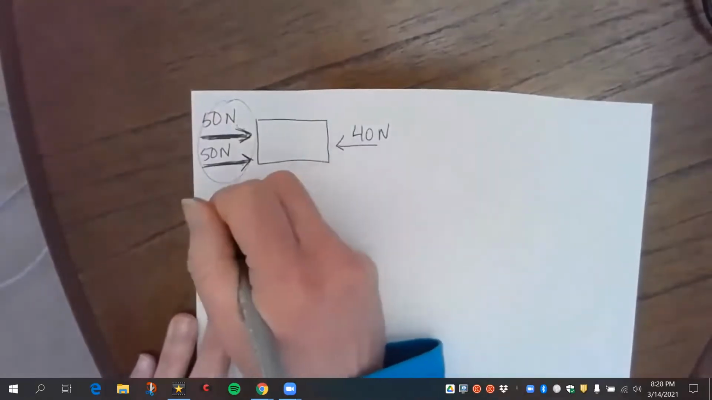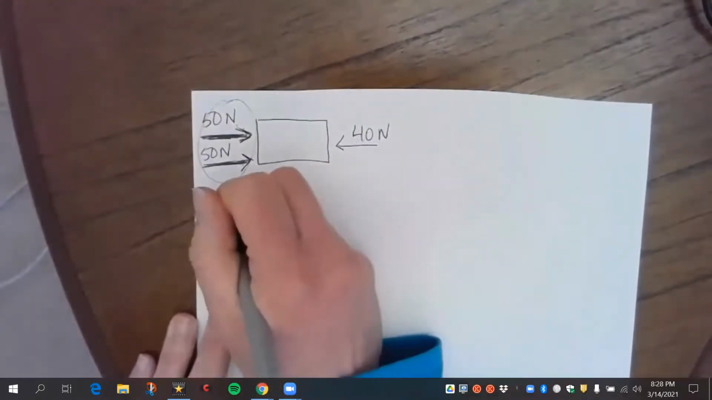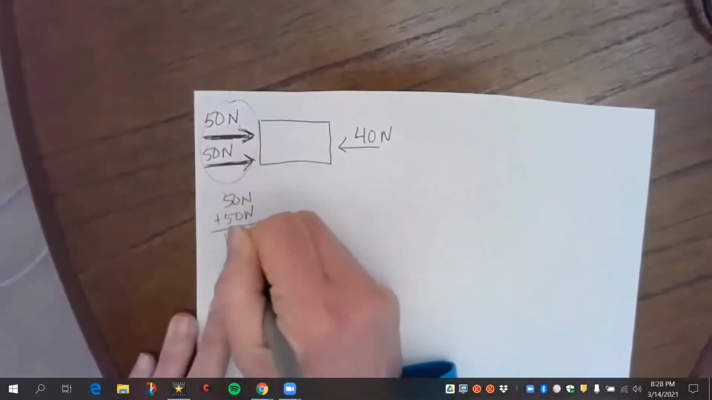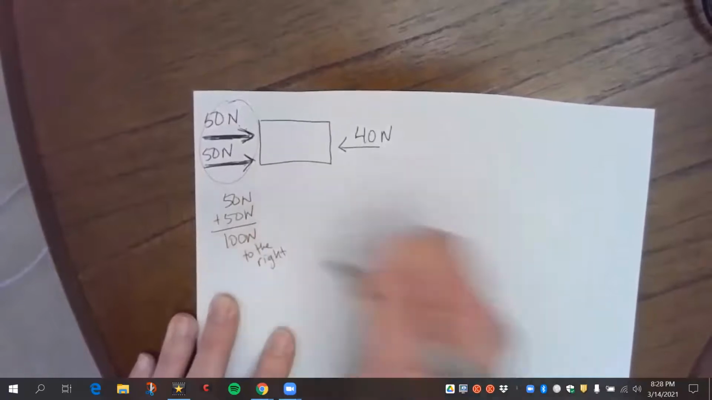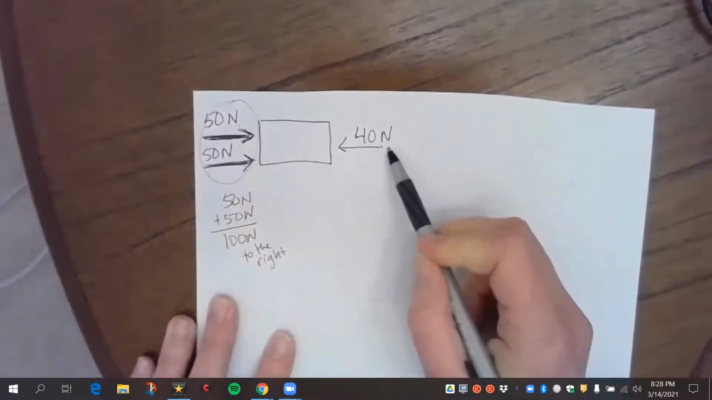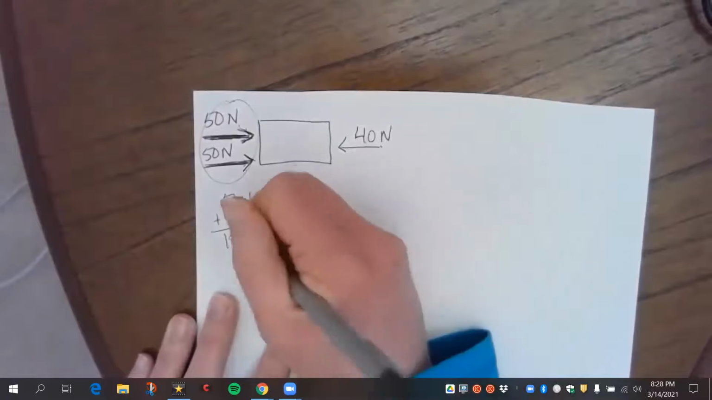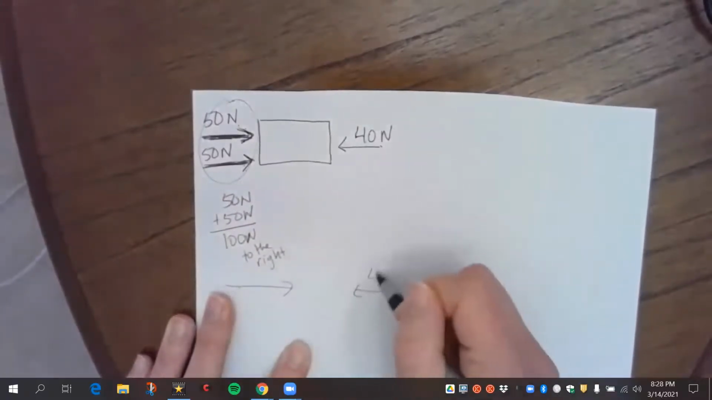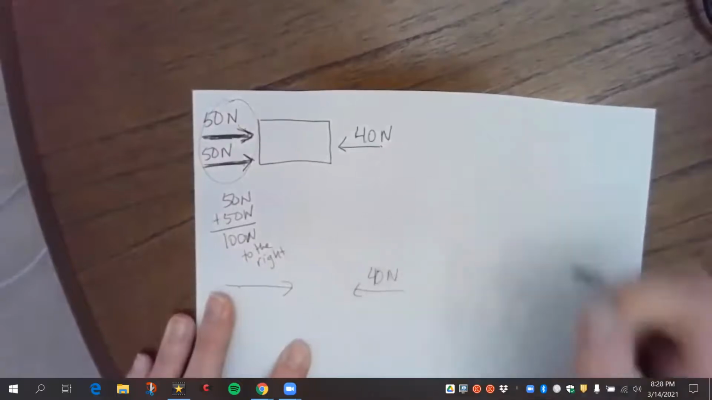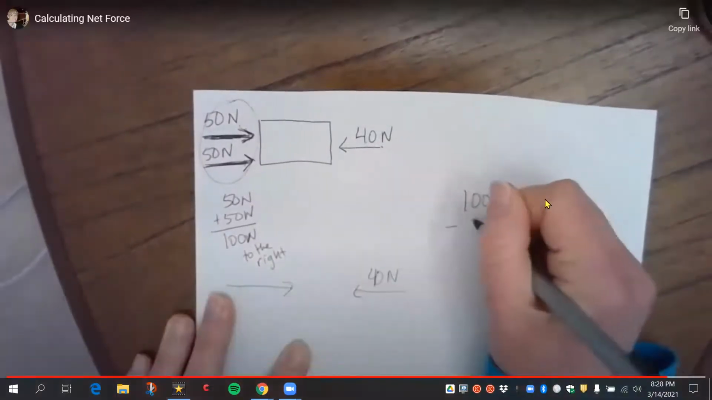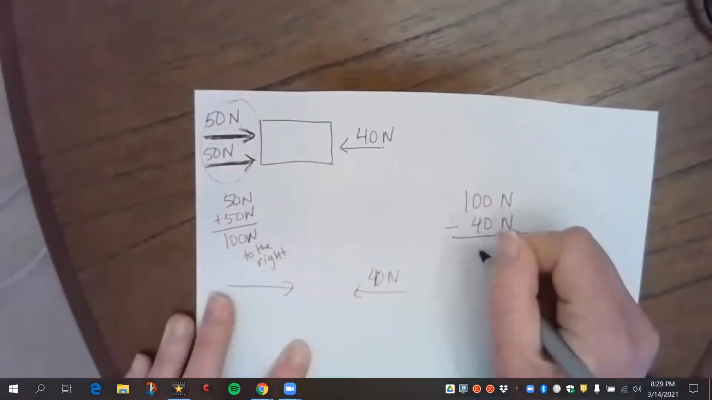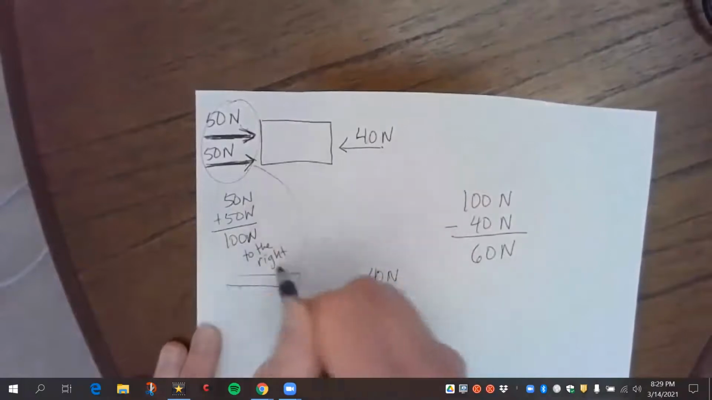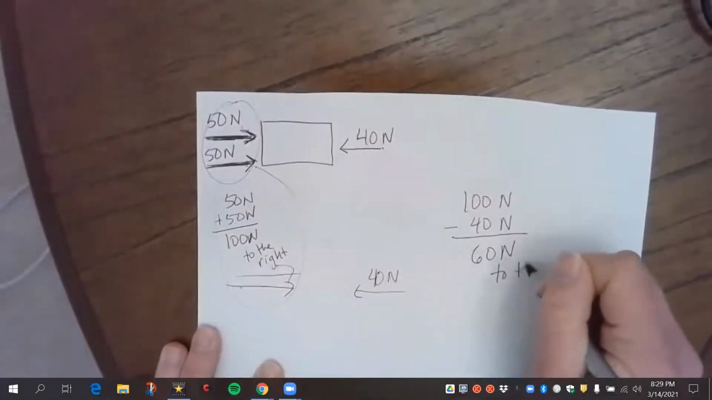So this force on the right side pushing to the left is a total is 100 newtons to the right, and at the same time I have 40 newtons to the left. All right, so now I need to subtract them because I've got 100 newtons going in this direction, I've got 40 newtons going in this direction. So I'll do my 100 newtons minus 40 newtons, and I get a total of 60 newtons. Okay, my bigger amount of force is to the right, so that is 60 newtons to the right.